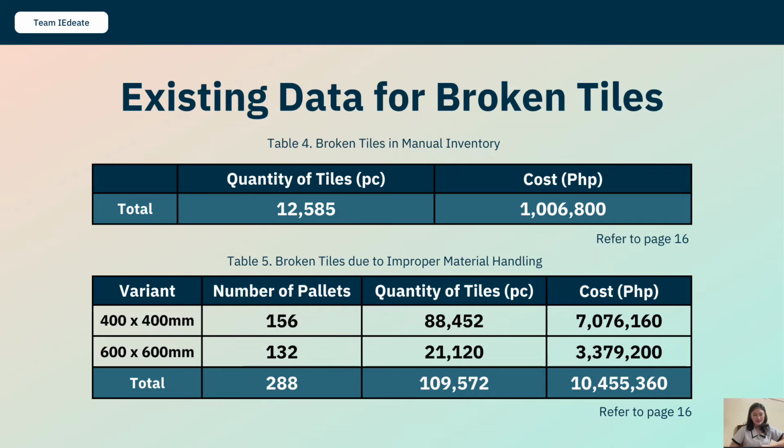As shown in the first table, there is a total of 12,505 pieces of broken tiles recorded in the manual inventory, which costs about 1 million pesos. Moreover, as shown in the second table, a total of 288 pallets or 109,572 pieces of tiles, which cost about 10.5 million pesos, were recorded as broken tiles due to improper material handling.